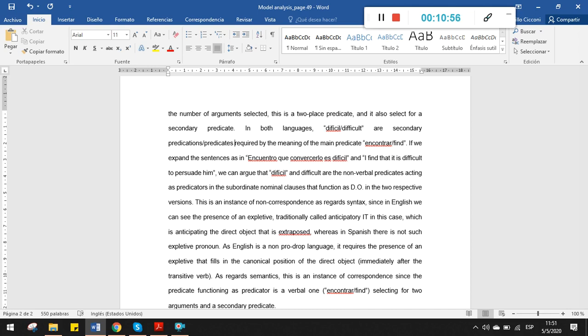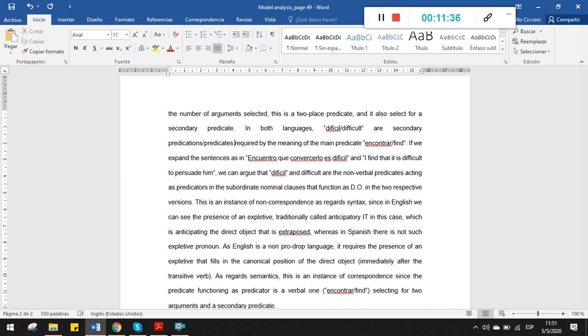This is an instance of non-correspondence as regards syntax, since in English we can see the presence of an expletive, traditionally called anticipatory it in this case, which is anticipating the direct object that is extraposed, whereas in Spanish there is no such expletive pronoun. As English is a non-prodrop language, it requires the presence of an expletive that fills in the canonical position of the direct object, which is immediately after the transitive verb.